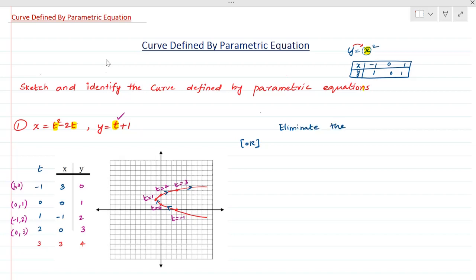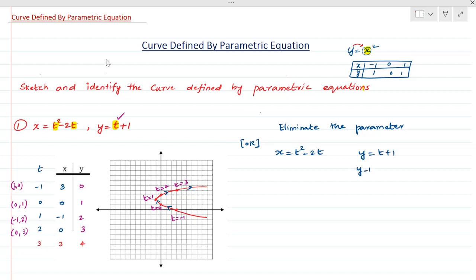Eliminate the parameter, the parametric function, that is t. So how will you eliminate the parameter here? So therefore x is t squared minus 2t and y equals t plus 1.